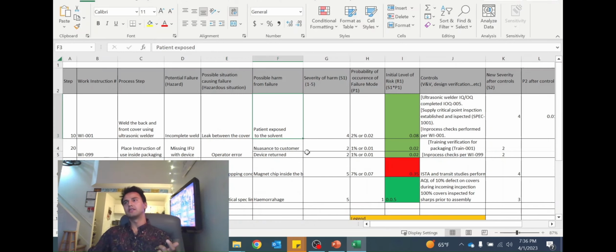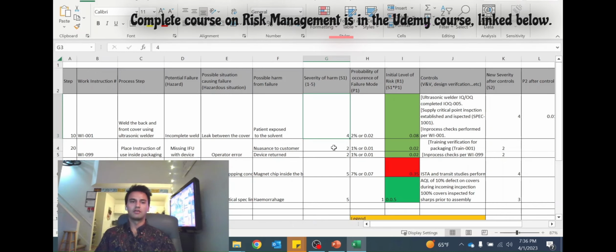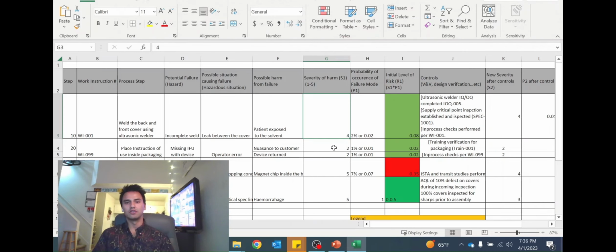Harm is there will be a spill of the pharmaceuticals, right? Severity of harm, possibly it will just go into one of the boxes, so it's just going to spill. Our pharmaceutical is not bad, it's not going to affect the environment, it has no effect when it's touching, so severity would be maybe 1 or even 2, right? Probability of occurrence, maybe we haven't seen that.